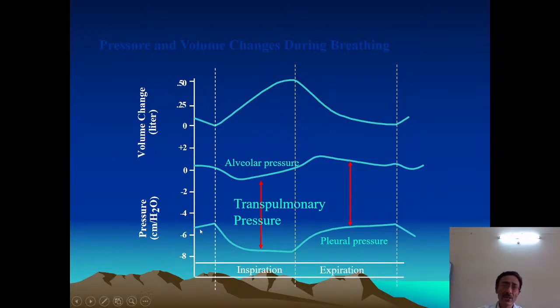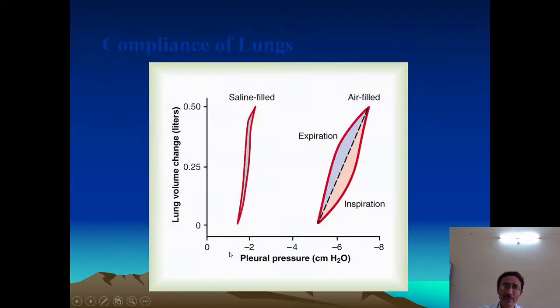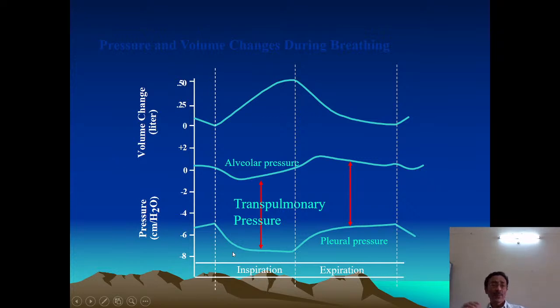Now here are the pressure volume changes during the expiration. We know that the whole of the lungs is covered by pleura, the parietal pleura and the pulmonary pleura. There is a pleural pressure and there is an alveolar pressure inside. Under normal condition, the alveolar pressure is on par with the atmospheric pressure. Now, inspiration is taking place. The thoracic cavity is expanding. When the thoracic cavity is expanding, it is pulling the visceral pleura along with it.